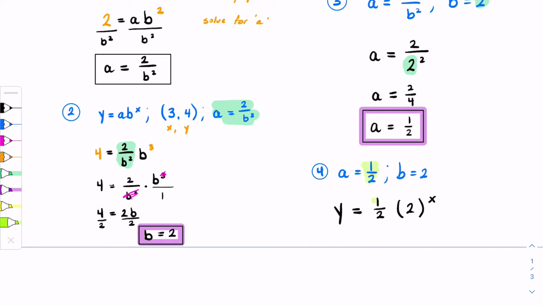1/2 is your value of a, 2 is your value of b, and your x and y values do not get replaced. You make sure you leave them as x and y. This here is your final answer.